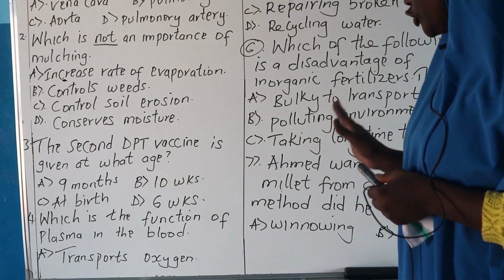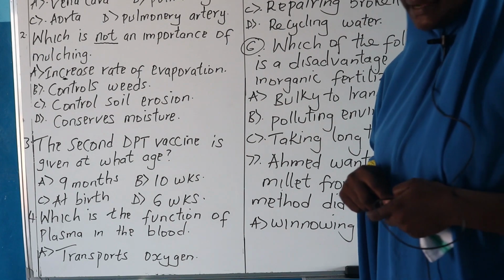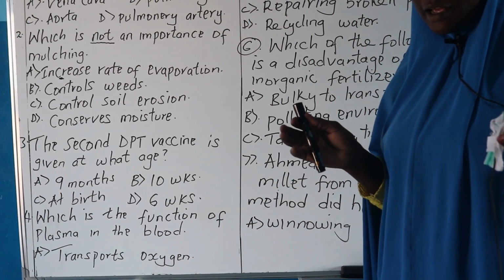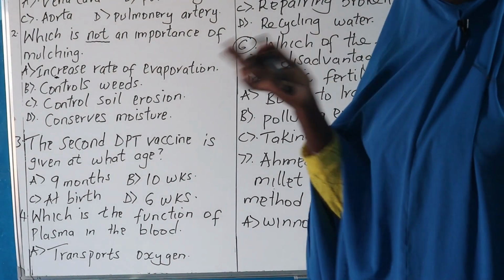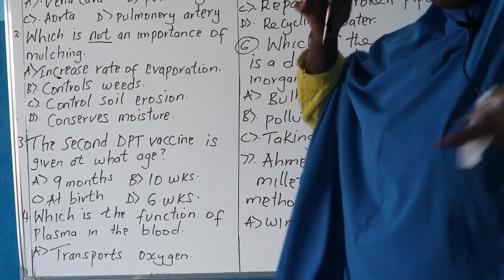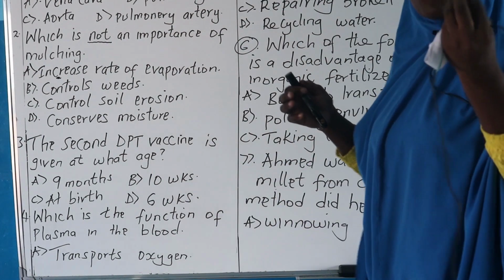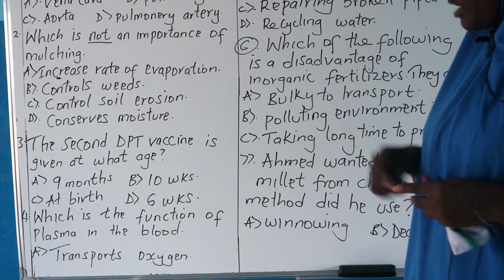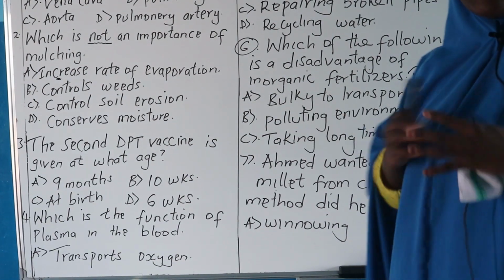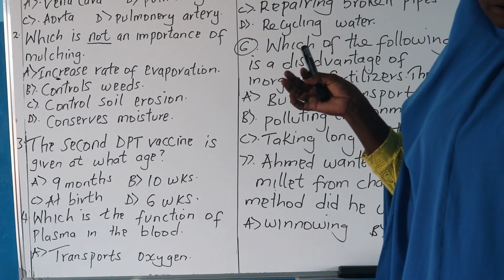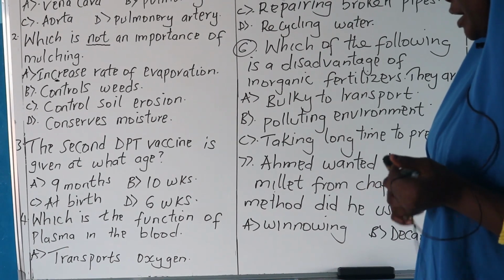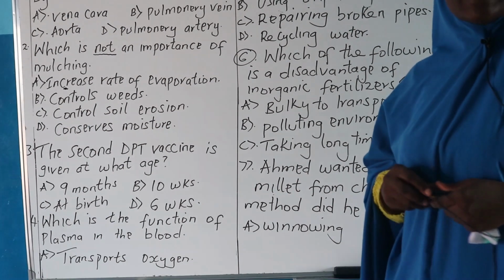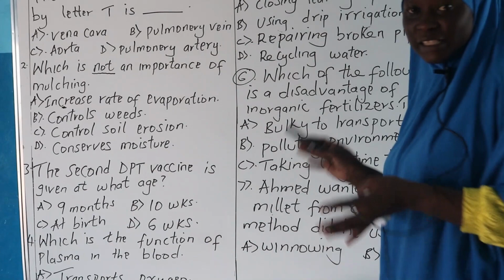But here they want functions of plasma. And remember, plasma forms the most percentage of the blood. Most part of the blood is covered by plasma because it is the watery part of the blood. And plasma has the highest function in the blood. Most functions in the blood are offered by plasma because it does transport different things.